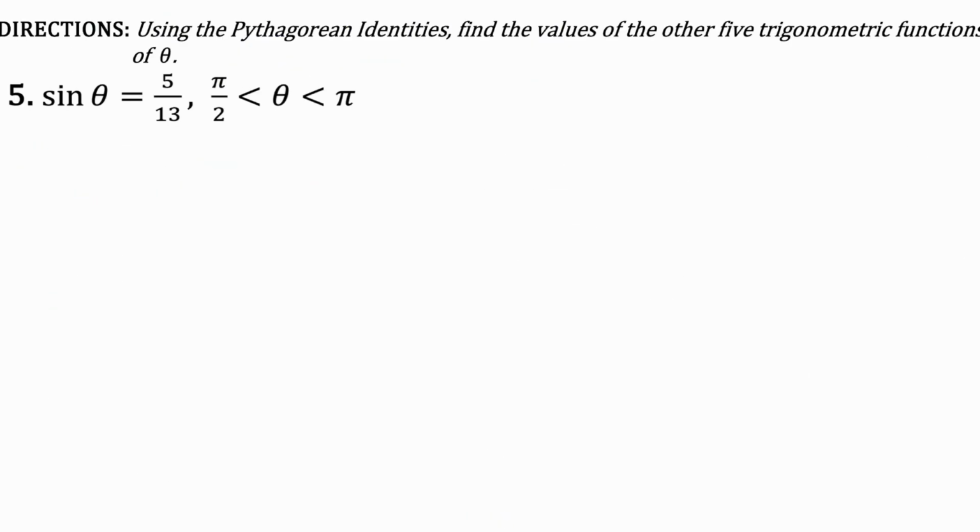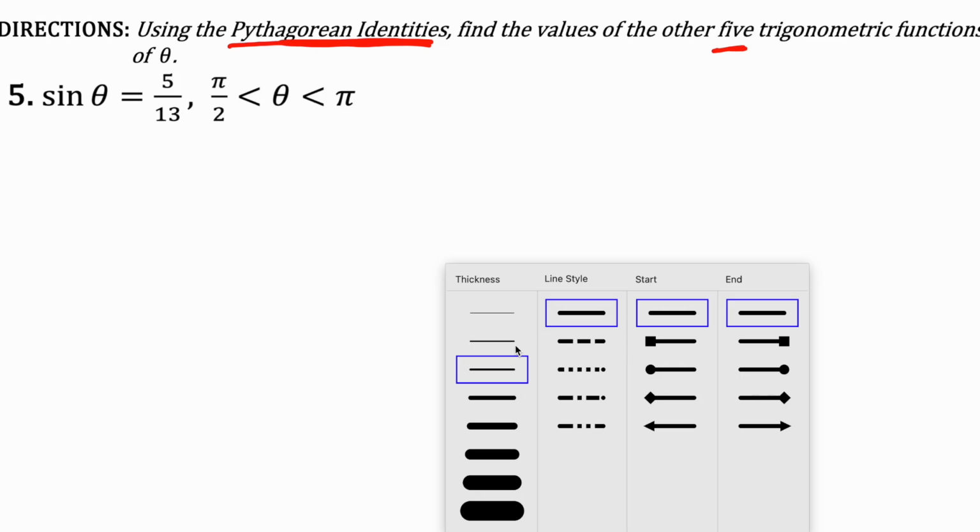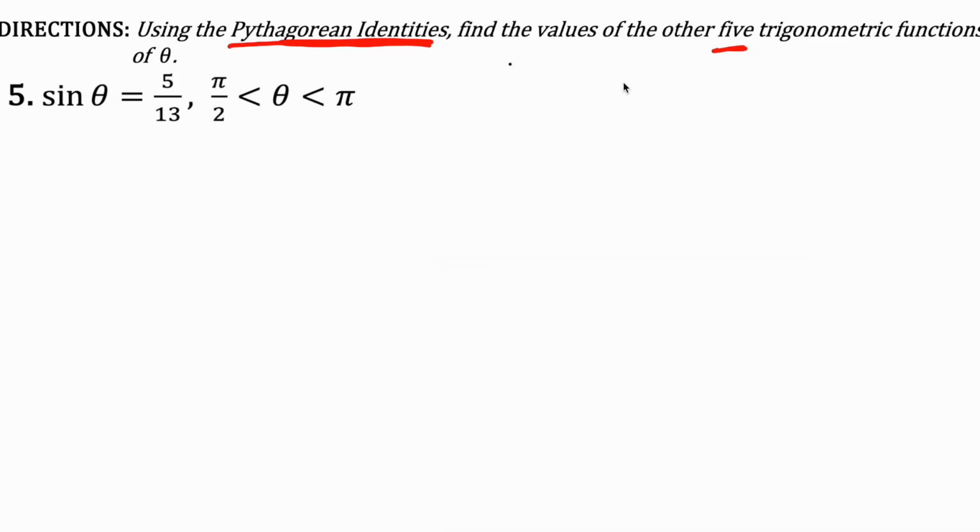Last problem. When we're doing this, we need to remember it says use Pythagorean identities, so we need to use our Pythagorean identities to find the other 5. I am going to start off by just making a list. I already know that sine is 5 over 13. I'll figure out what cosine is. I'll figure out tangent.